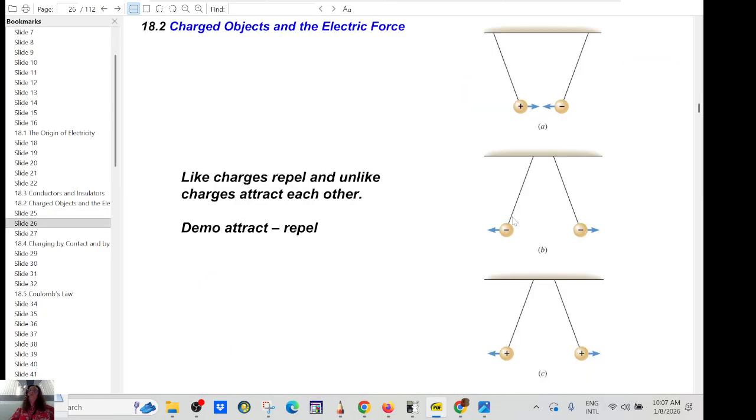Okay, so that won't be a surprise for you. Like charges will repel, unlike charges will attract. Does that make sense? And I can show you that with a short demo, if it works. Sometimes my demos don't work.